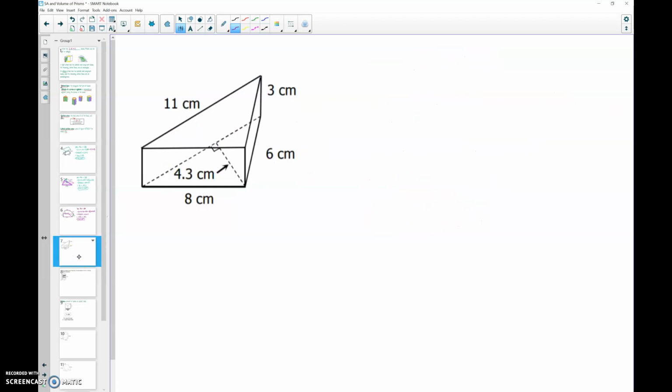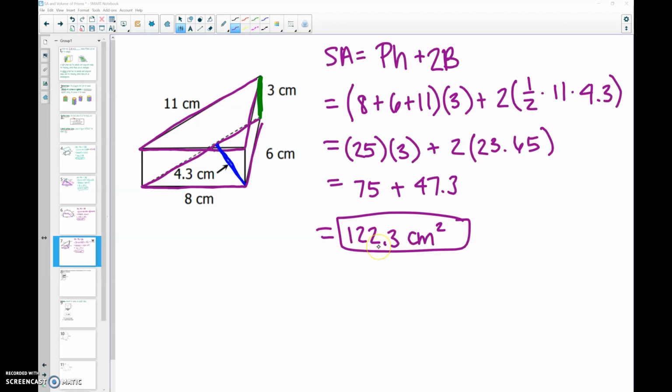One more for you to try. Now our bases are the triangles that are across from each other, and be careful when deciding in your formula the height of the prism, again the distance between the bases, versus the height of your base, just the triangles. So here's the final answer of our triangular prism.